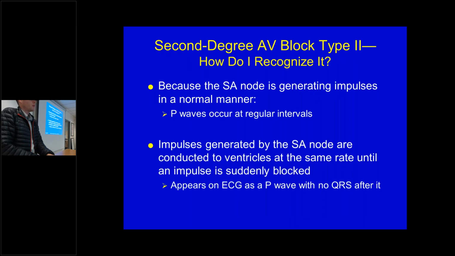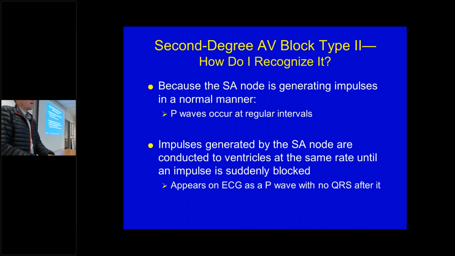Below the AV node. So again, P waves are occurring at regular intervals. The SA node's not affected, it's still going. The impulses generated by the SA node are conducted to the ventricles at the same rate until an impulse is suddenly blocked. So because it's after the AV node, it's getting through, and the block is more at the ventricular level because it's at the bundle of His or below.